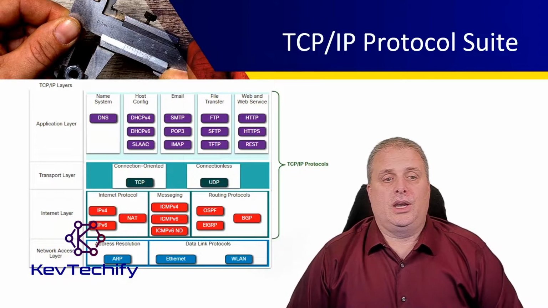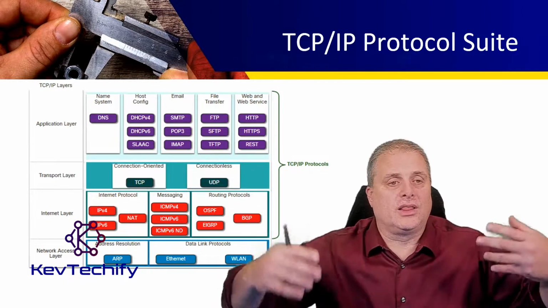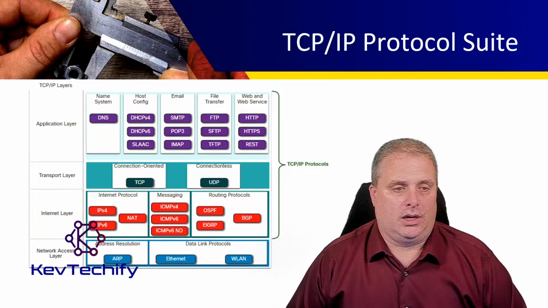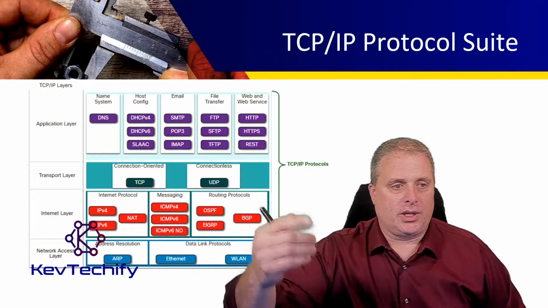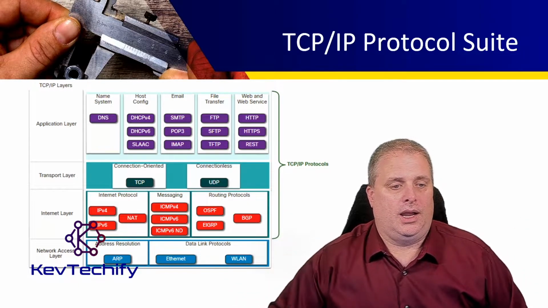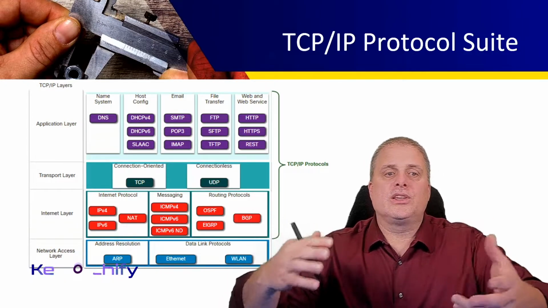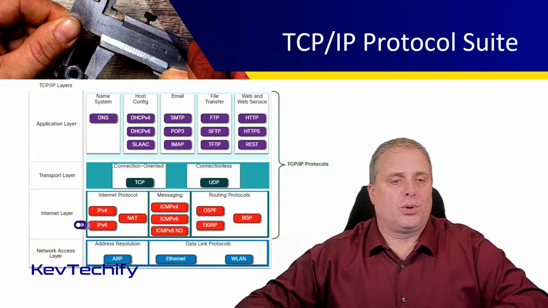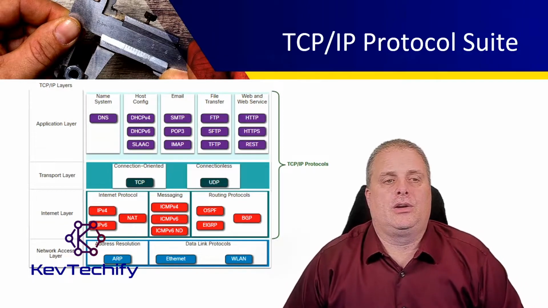TCP protocol suite here. It is made up of a lot of protocols. Looking here, once again, we have our 4 layers: application, transport, internet, and network access. But each one of these layers has different protocols in there. Look at the application layer alone.